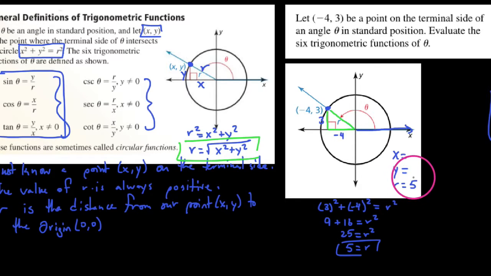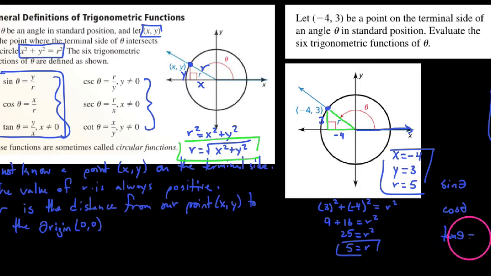So we know r is a positive 5. We know that our y value here is a 3, and our x value is a negative 4. So what we're going to see here is this. Let's go ahead and set ourselves up. We have the sine of theta, the cosine of theta, and the tangent of the angle theta here.